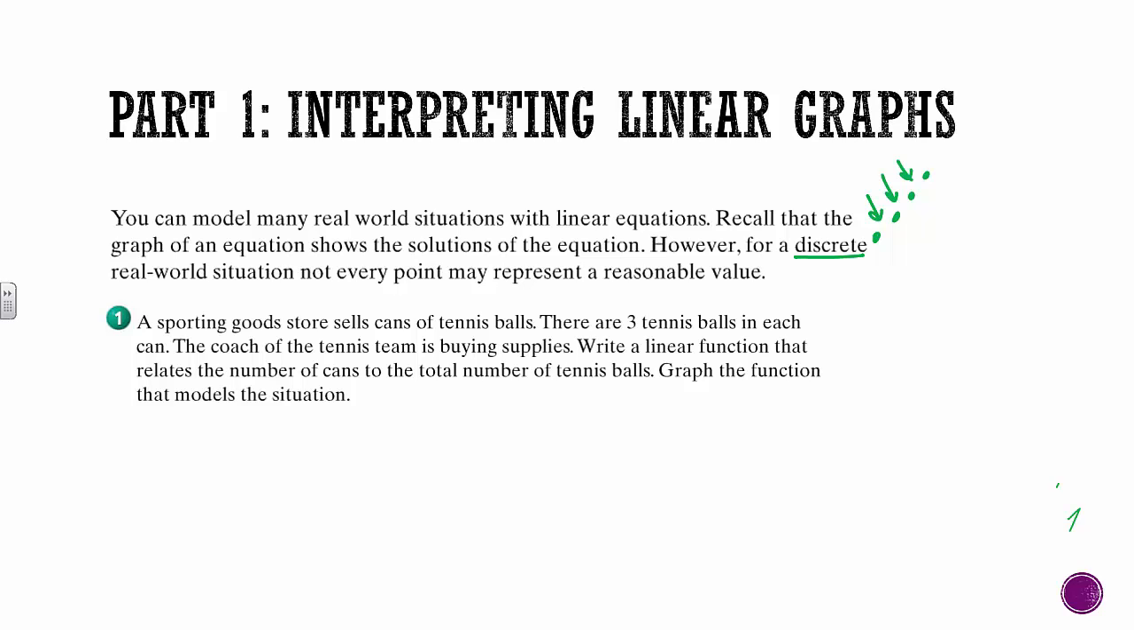of any kind. So let's say we have a sporting goods store that sells cans of tennis balls, and there are 3 tennis balls in each can. The coach of the tennis team is buying supplies. We need to write a linear equation that relates the number of cans to the total number of tennis balls. Graph the function that models the situation. So we need to figure out our 2 unknowns, the 2 things that we don't know the answer to. So the 2 things we don't know are the number of cans and the total number of tennis balls.